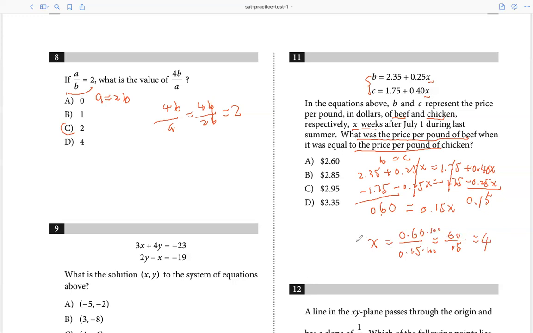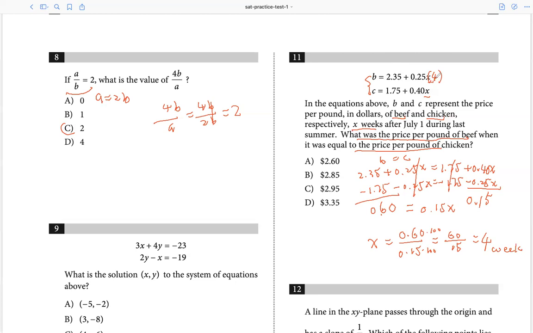Okay, now we get 4 weeks. So this X is 4 weeks. So in 4 weeks, the price of beef and the price of chicken are the same. So what the question asked is, what was the price per pound of beef? So we go back to B. B equals 2.35 plus 0.25 times X. X is 4, we can substitute this 4.